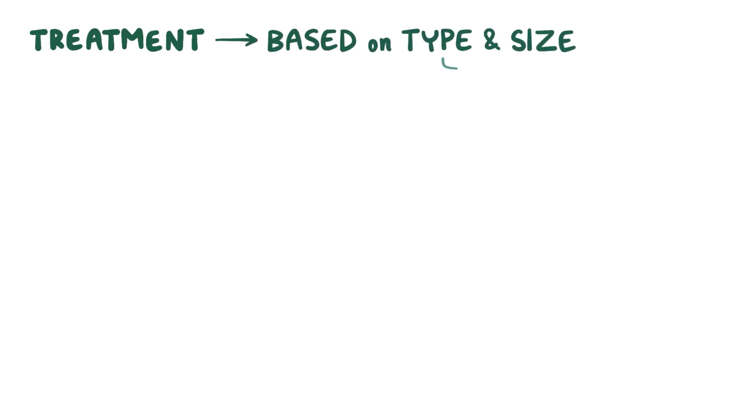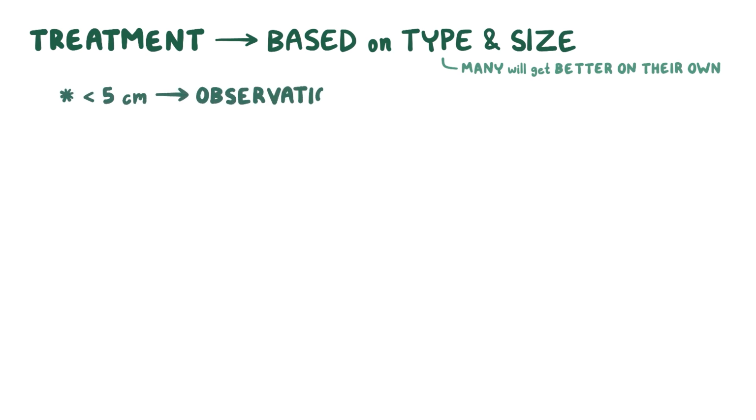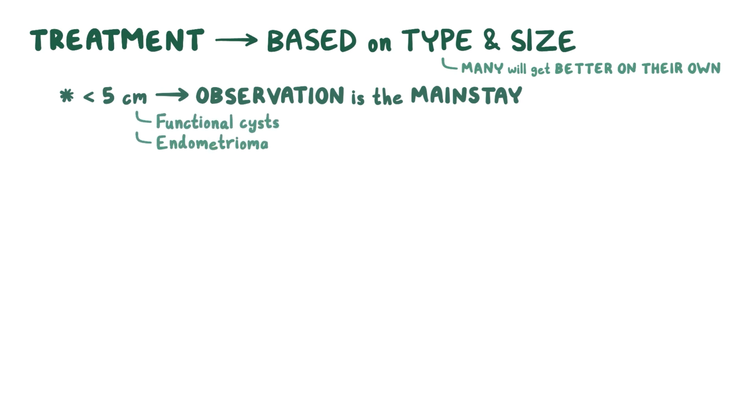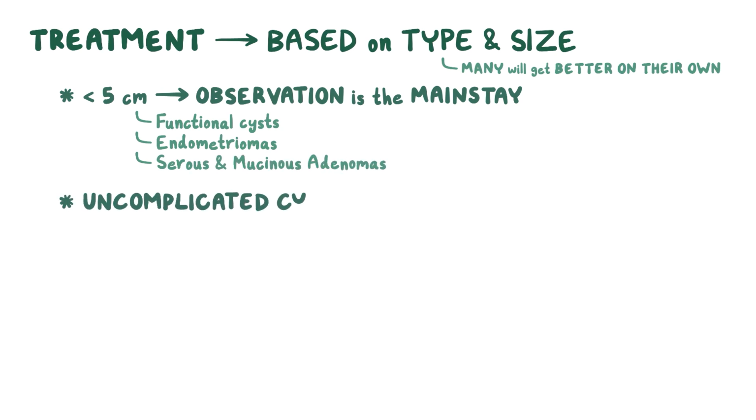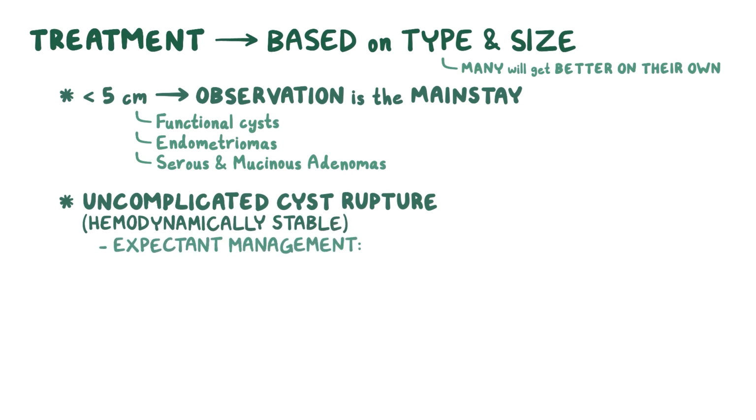Treatment for ovarian cysts varies based on type and size. Many simple cysts will get better on their own. Broadly speaking, if the cyst is under 5 centimeters, observation is usually the mainstay of treatment. This applies to both functional cysts and benign neoplasms like endometriomas, as well as serous and mucinous adenomas. With uncomplicated cyst rupture, when the person is hemodynamically stable, expectant management is also used. They might only be given NSAIDs for pain.